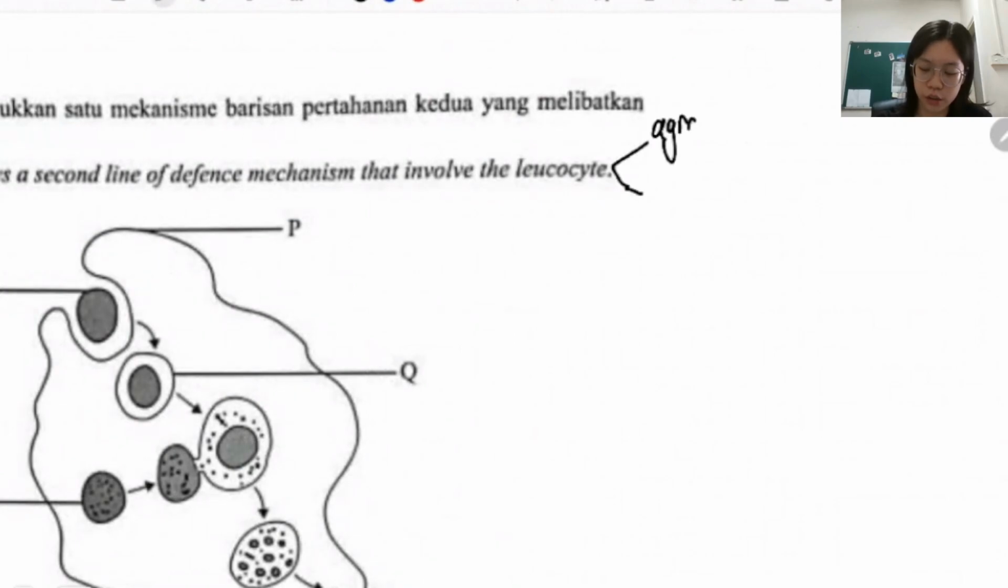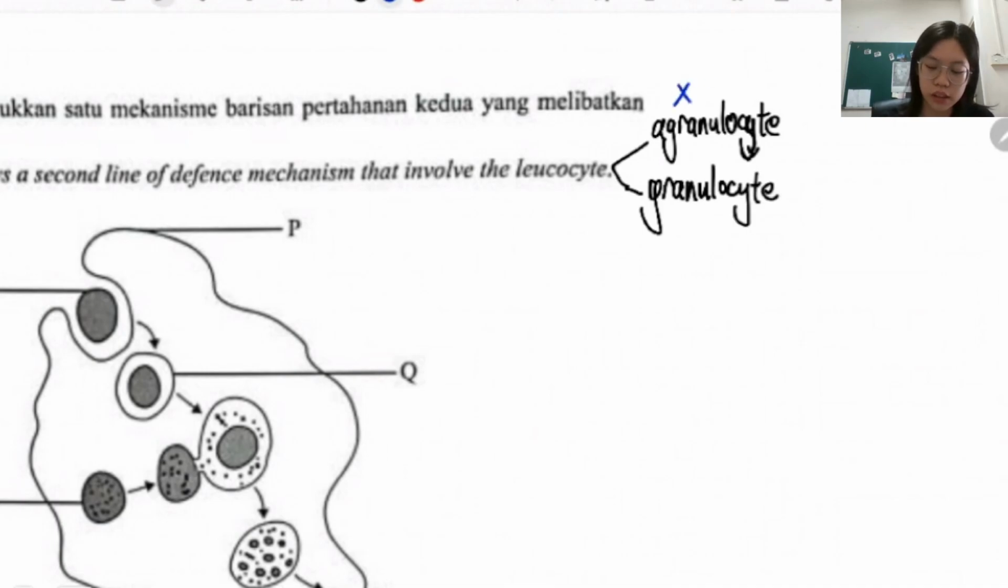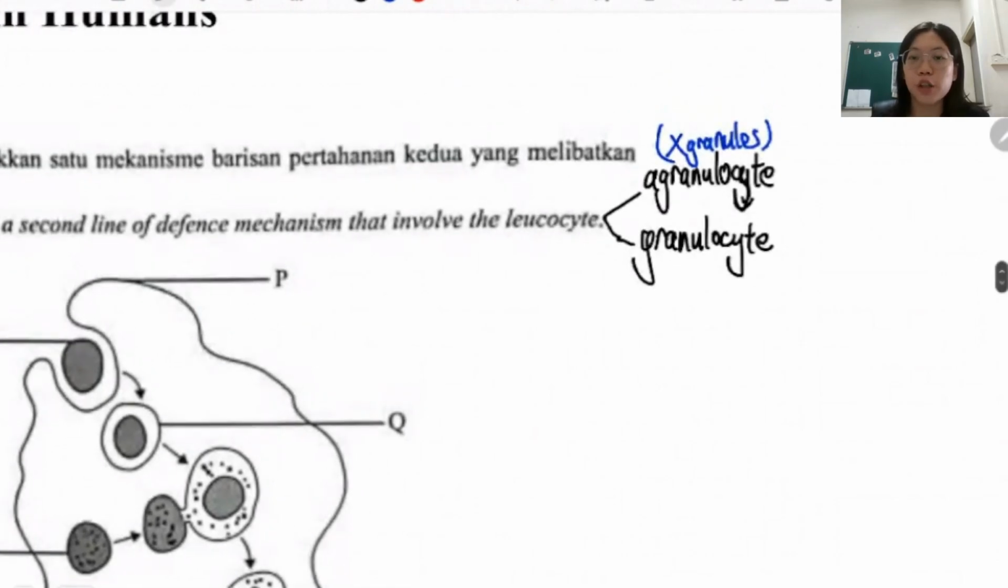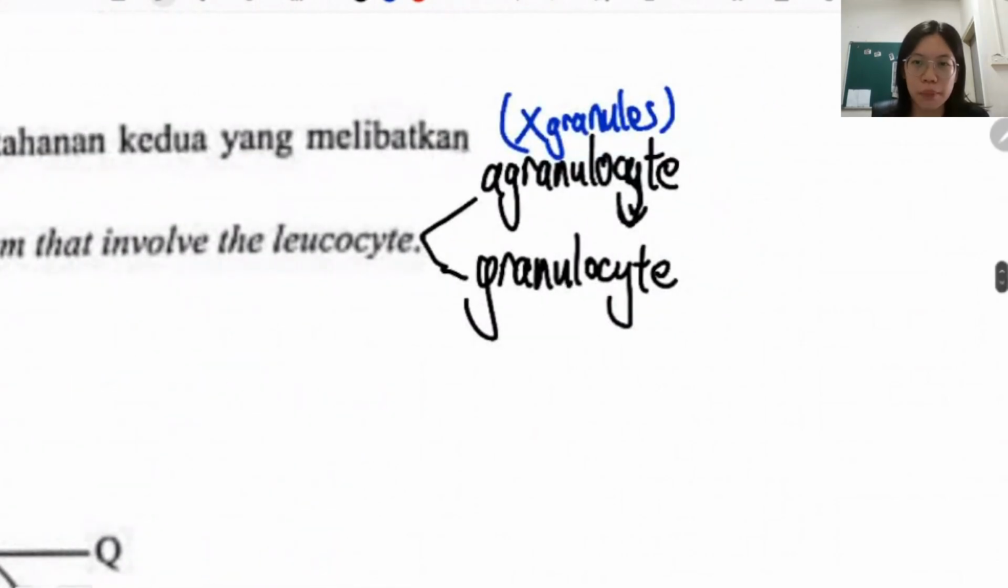If you want to look into detail, what's the difference between granulocyte and agranulocyte? Agranulocyte means it does not have granules in it. Sorry, granule, not grain. So this leukocyte is basically a white blood cell. They differentiate into two types, agranulocyte and granulocyte.